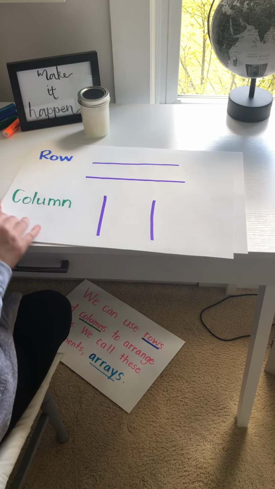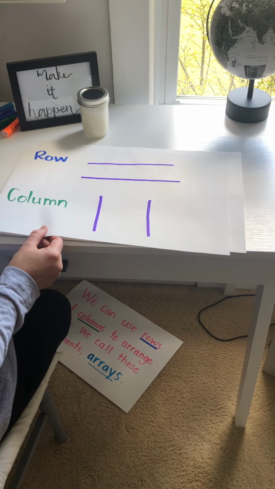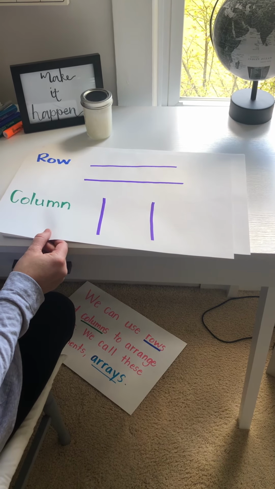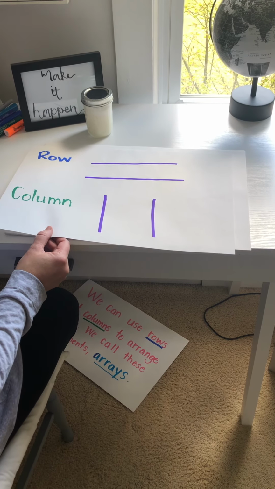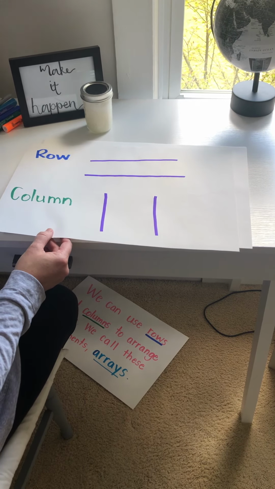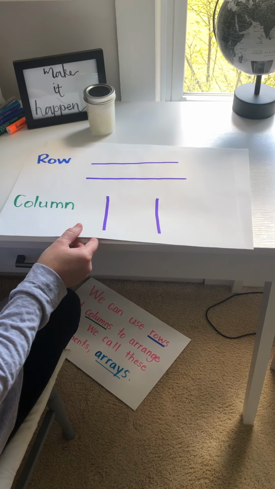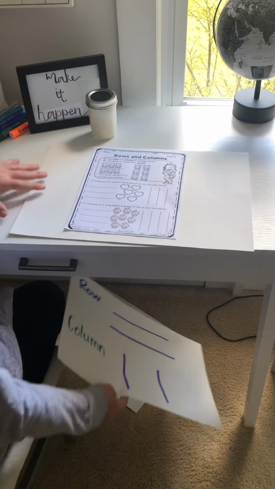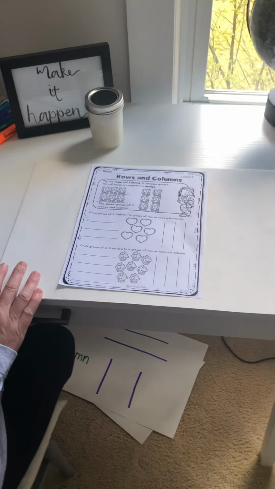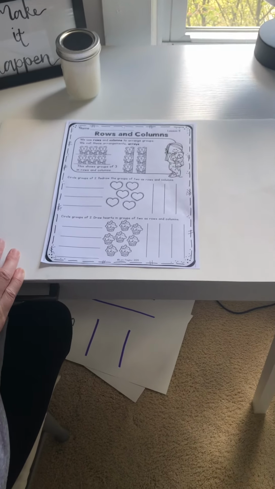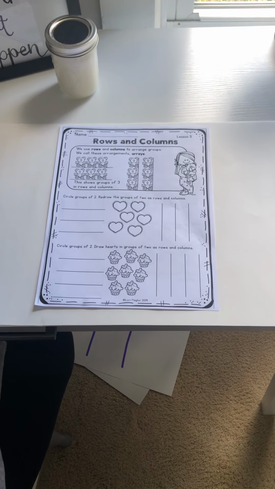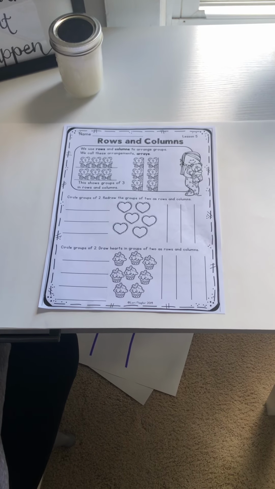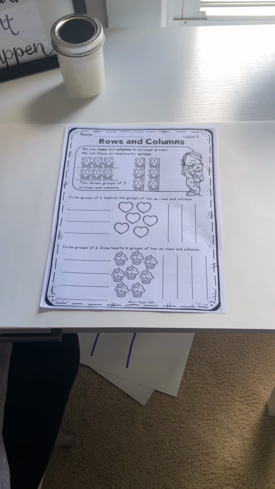So today as we work, we're going to be using drawings to put them into rows and columns. And in the end, we're going to have the foundation of making an array. So let's take a look at the first little paper I've got here. This is kind of like a document camera in the classroom. And I've got some hearts here. My directions say circle groups of 2, and then redraw the groups of 2 as rows and columns.